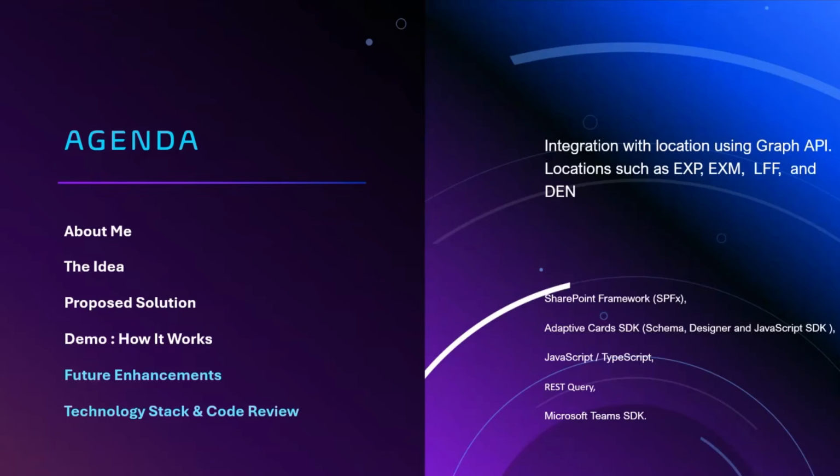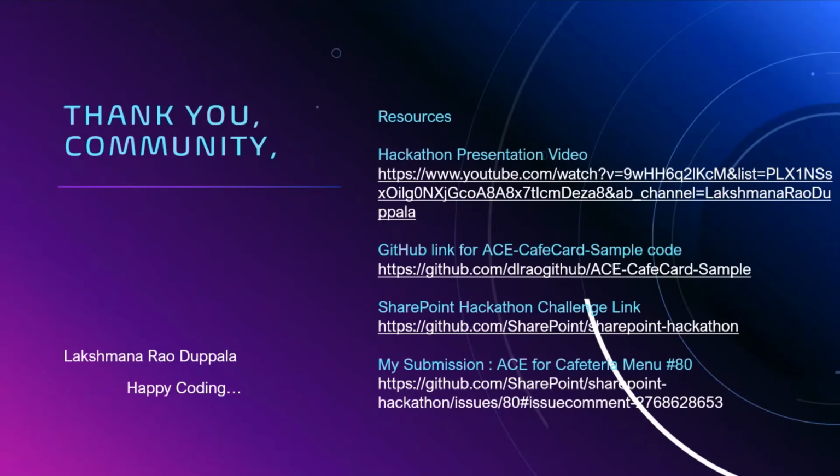So when people log in or come onto the SharePoint intranet, we know their identity using the Graph API. I thought we could read the location they are coming from, and based on that, dynamically build the card content as well. That's the next feature enhancement we're doing. Other than that, the technologies I've used are SharePoint Framework, TypeScript and REST queries for building this particular adaptive card extension. So yeah, that's about it.